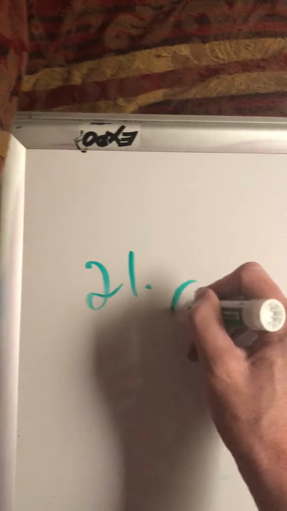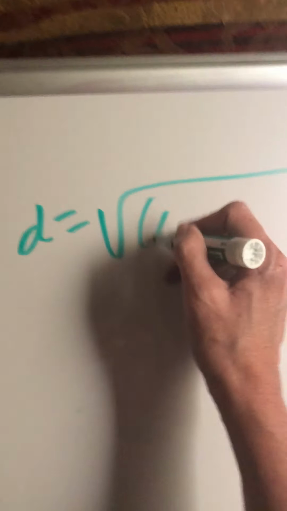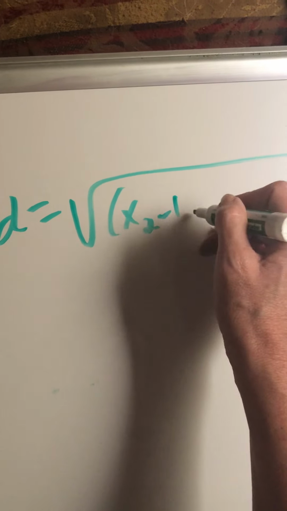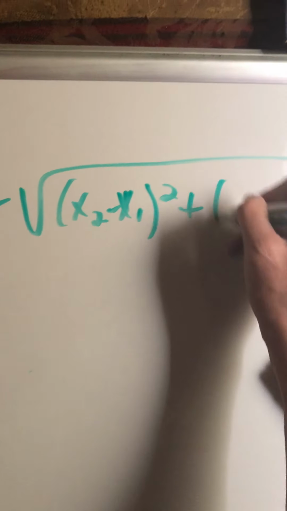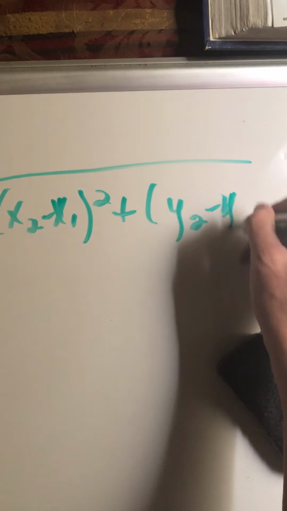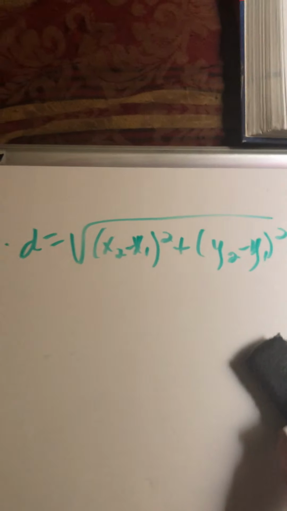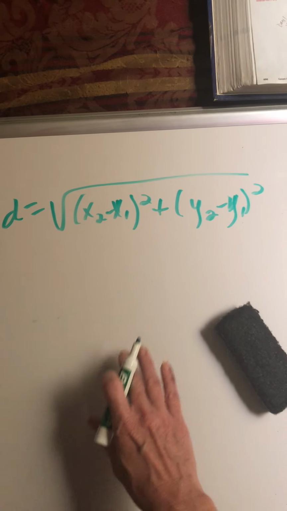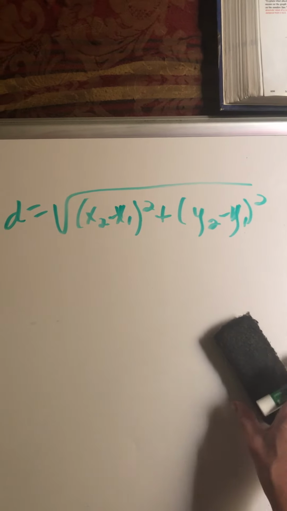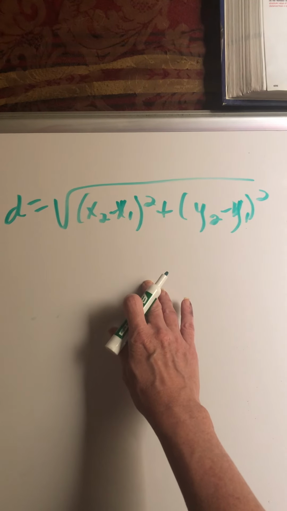Then on 21 and 22 both, you have to use the distance formula, which some of you are still messing up. So I'm going to write it again. You need to write it every time you use it, just like the Pythagorean theorem. There is your distance formula: x2 minus x1 all squared plus y2 minus y1 all squared. There's your distance formula, okay?